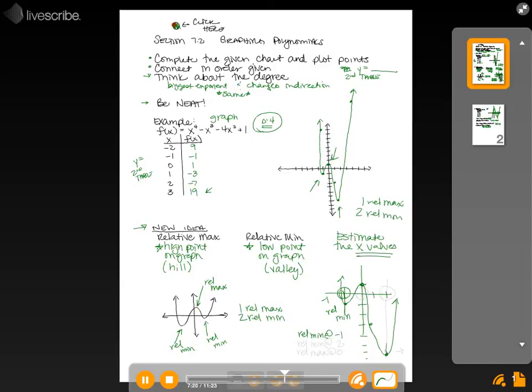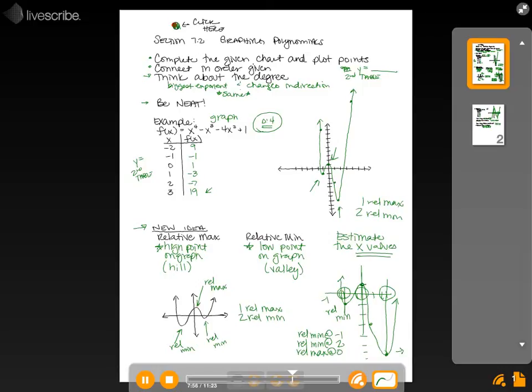My other relative min, we draw up to the x-axis, hits at 2. So we would say relative min at 2. Now the max, we don't draw up, we're going to draw down. And it hits at the y-axis, so our relative max is at 0. And that's what we mean by estimate their values. So the first thing you got to do is tell me how many relative mins and how many relative maxes. Second thing is to tell me, estimate what their values are, their x values.